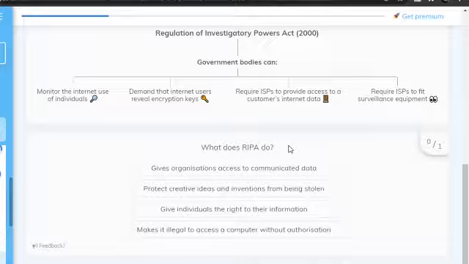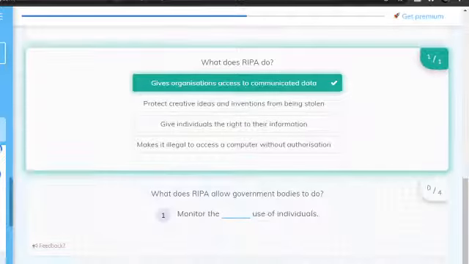So what does it do? It makes it illegal to access, nope. Gives interviews, nope. Protects creative ideas, nope. Gives organizers access to communicated data, yep.